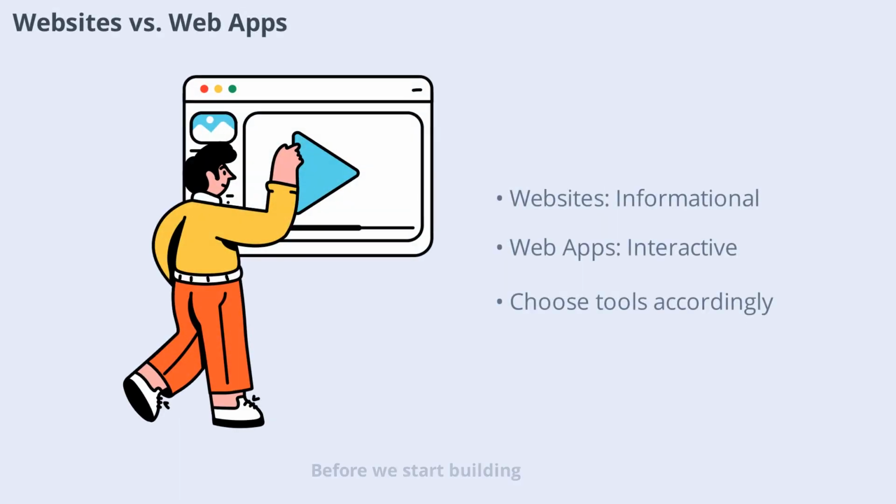Before we start building, it's important to know the difference between a website and a web app. A website typically presents information, think blogs, company pages, or news sites. A web app, on the other hand, is interactive. It lets users log in, shop, or manage data like social media platforms or online stores. Understanding this distinction helps you decide what to build and which tools to use. Let's look at some examples to make this clear.